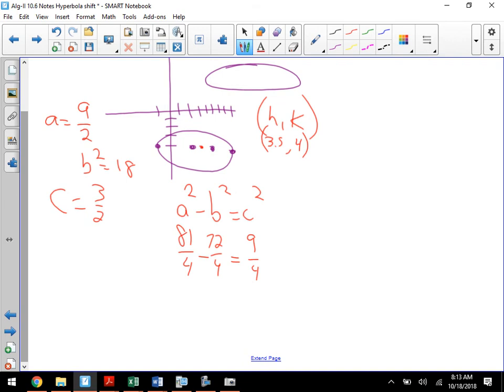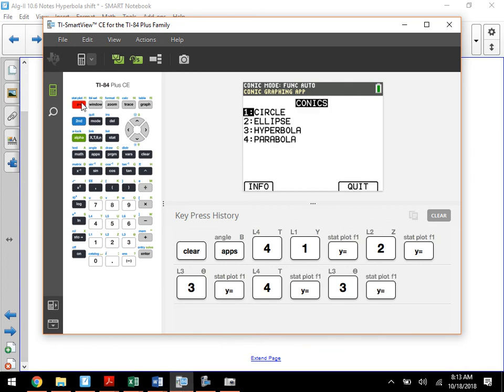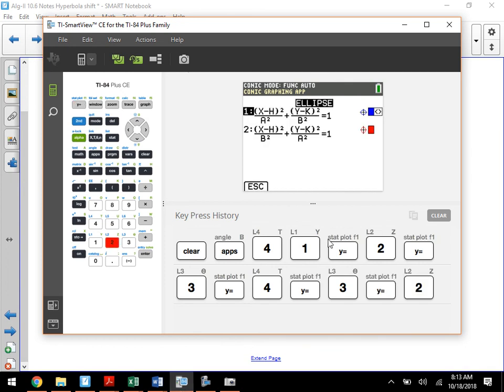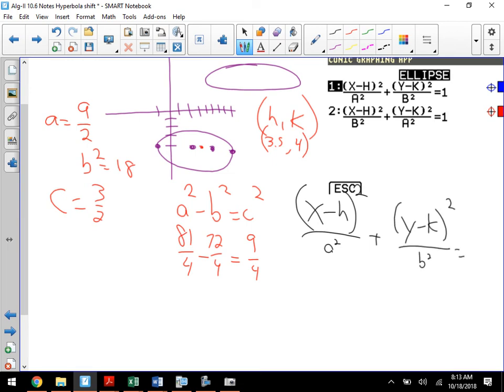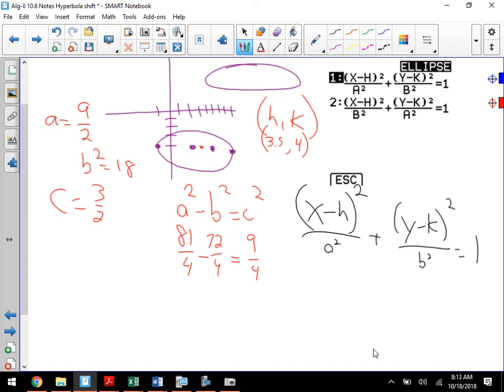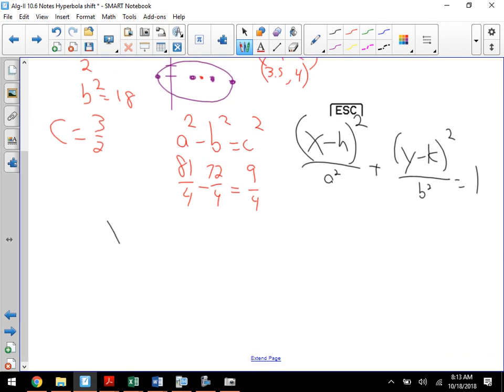All right. So now we can finally reference our formula. Now we've done everything else. Our ellipse is going left and right. So it's going to be x minus h quantity squared over a squared, plus y minus k quantity squared over b squared equals 1. We know our h, we know our k, we know what a squared is, and we know what b squared is. So we just write it out. We get x minus 3.5 quantity squared over 81 fourths.